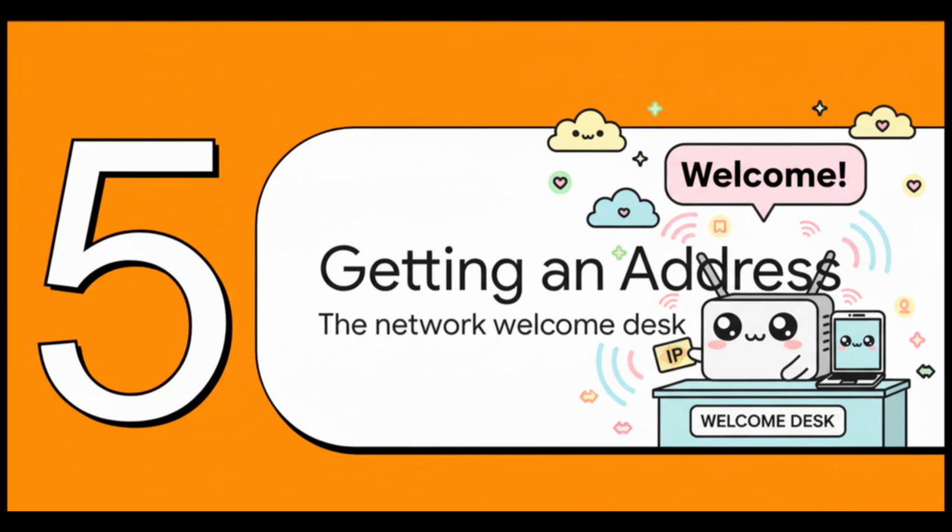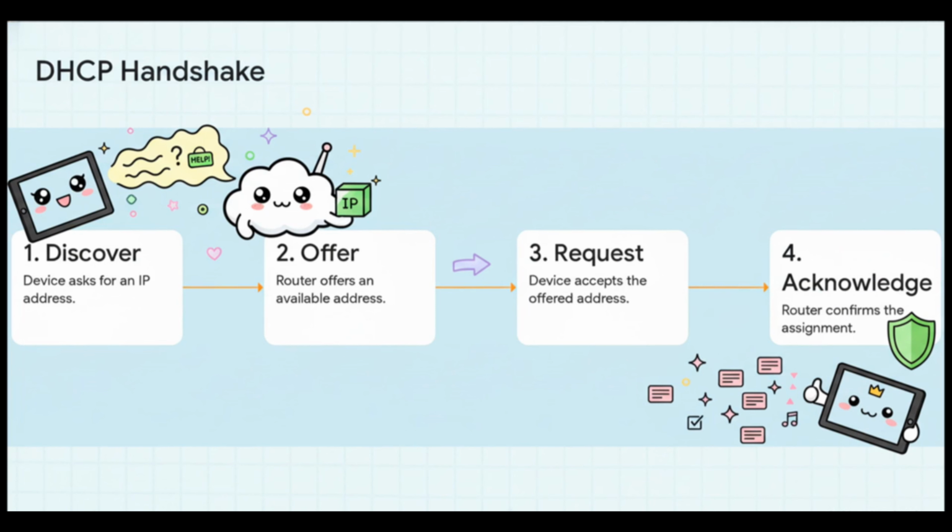Well, it's not magic. There's an automatic process that works like a friendly welcome desk for any device that wants to join the network. This whole process is called DHCP, or Dynamic Host Configuration Protocol, and it's basically a simple four-step conversation. When your device connects, it broadcasts a discover message, which is like it's shouting, "Hey everyone, I'm new here and I need an address." Your router, which acts as the DHCP server, hears this and offers an available IP from its pool. Your device says, "I'll take it," by sending a request, and finally, the router sends back an acknowledge message, which confirms the assignment for a certain period of time. It's a quick, automated handshake that happens every single time you connect.